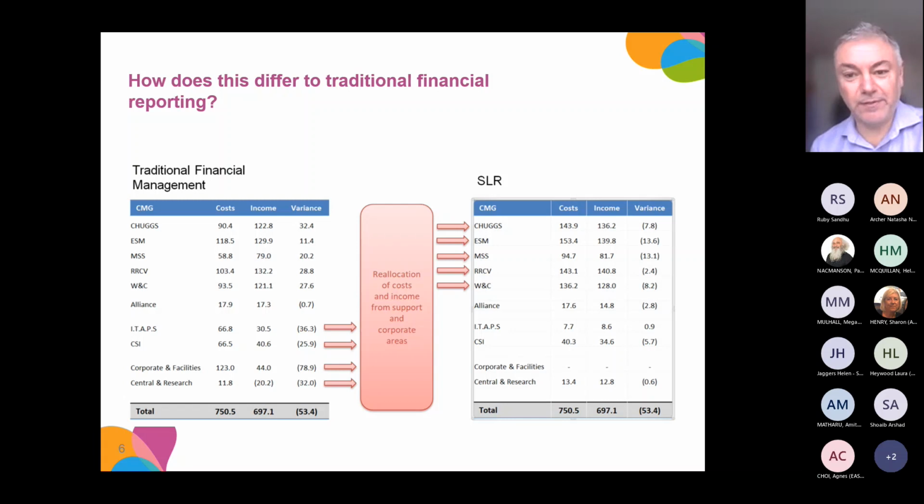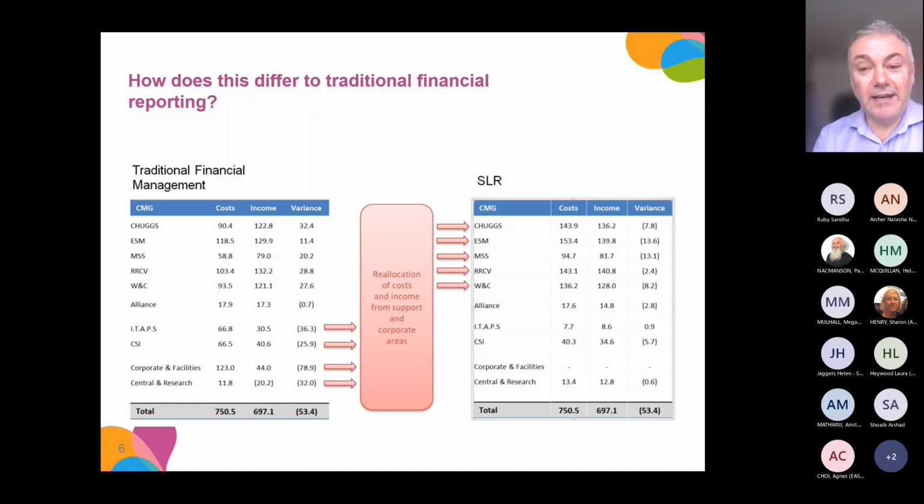costs, but even all of the other costs have increased because the corporate and facilities, which was 123 million, has now disappeared and has been absorbed into CHUGS, ESM, MSS, women and children's, etc. So that is an allocation. The bottom line is still the same, still 750 million and 697 million of income, but the overheads have been absorbed into the services that provide the patient-facing services.